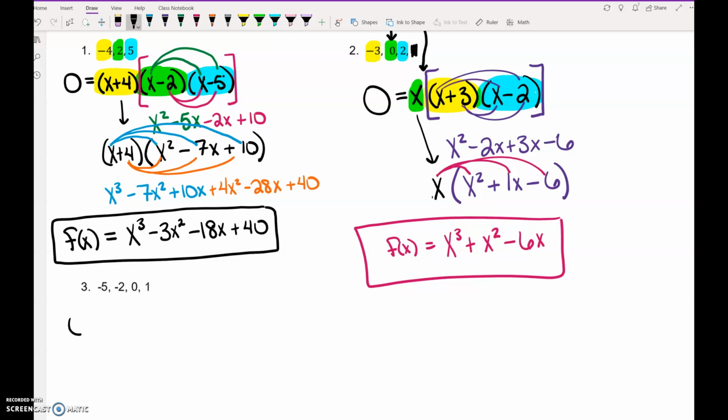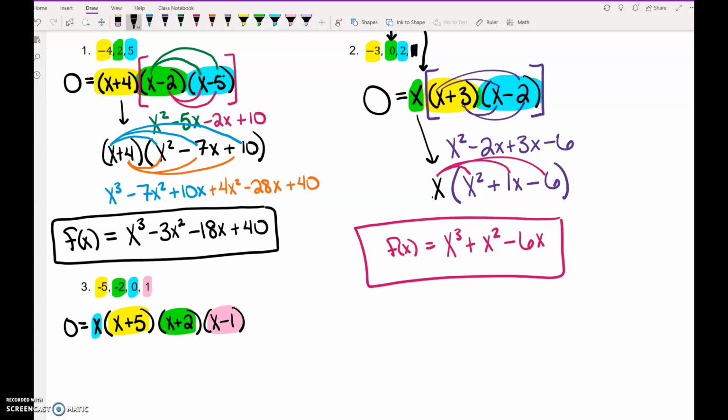Okay, for this one, -5, we would have x plus 5. -2, we would have x plus 2. 0, I would move this back. We'd put an x in front, and the 1, we would have x minus 1. So to color code this for you, the -5 gives you this piece. The -2 gives you that piece. The 0 gives you the x in the front, and the 1 gives you the x minus 1.